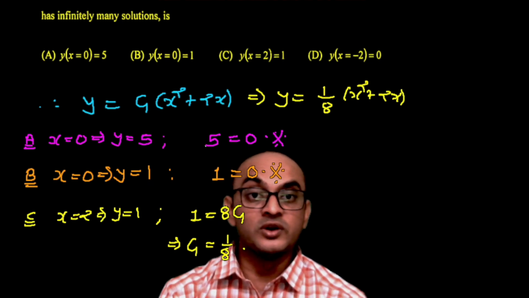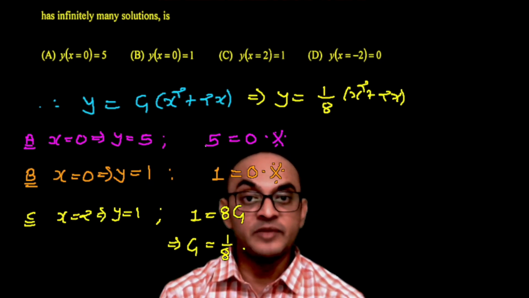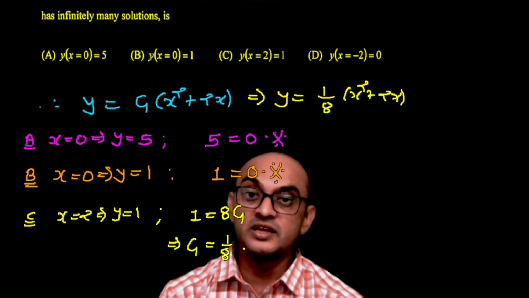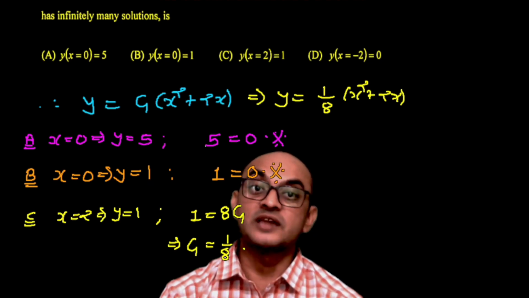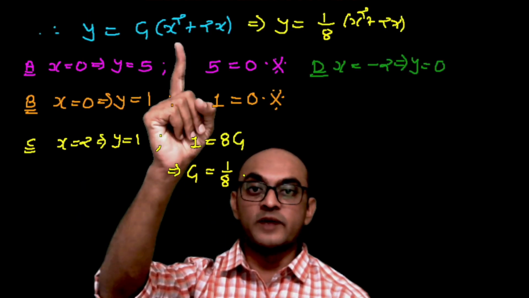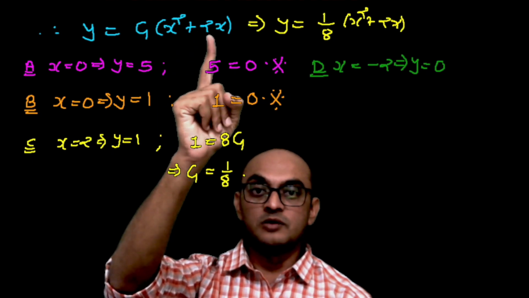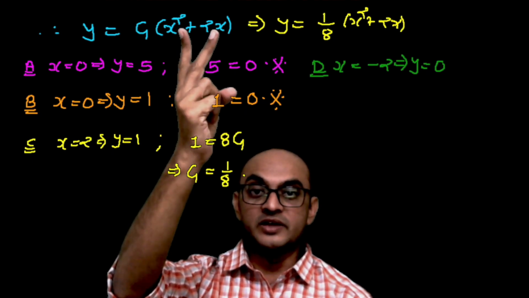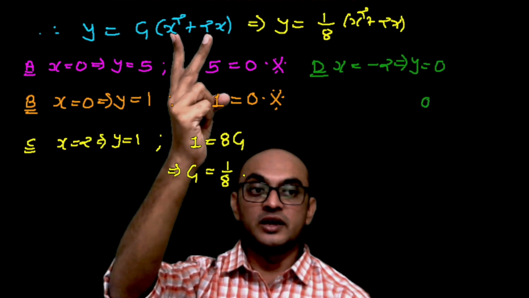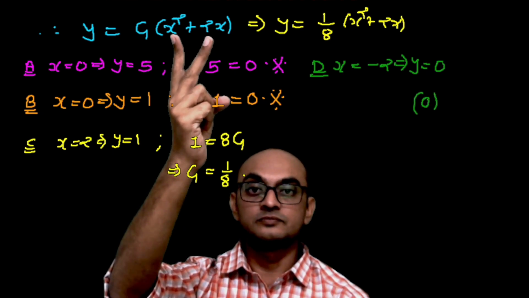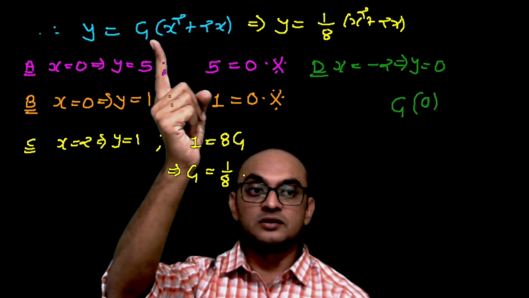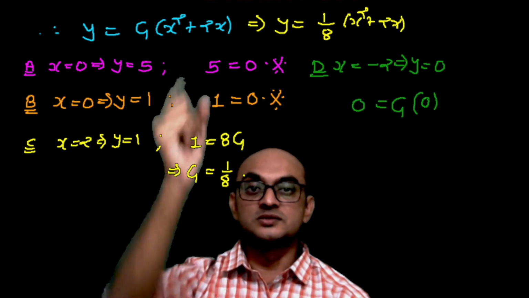So now we have only one option remaining. Therefore the answer must be D. But here we need to understand, when x is equal to minus 2, square is 4 plus 2 into minus 2. That means this bracket quantity is 0, into C1, which is equal to y, which is 0.